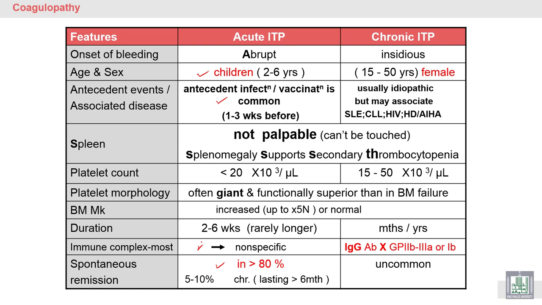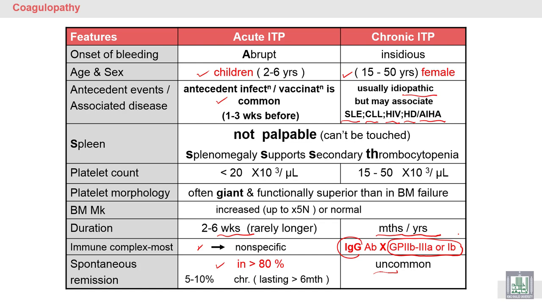But in chronic ITP, the prominent feature is that it occurs most commonly in females, most commonly it is idiopathic without causes, or maybe associated with other immunological conditions like systemic lupus, malignancy like CLL, infection like HIV, or other malignancy like Hodgkin disease, or in association with autoimmune hemolytic anemia as we mentioned in Evans syndrome. Spontaneous remission is uncommon, so the condition persists for months or years, in contrast to the acute, which lasts weeks, with spontaneous remission in more than 80%. Antibodies in chronic ITP are IgG and specific against specific receptors called the 2B3A receptor or 1B receptor. This is the most prominent feature for differentiation between acute ITP and chronic ITP.